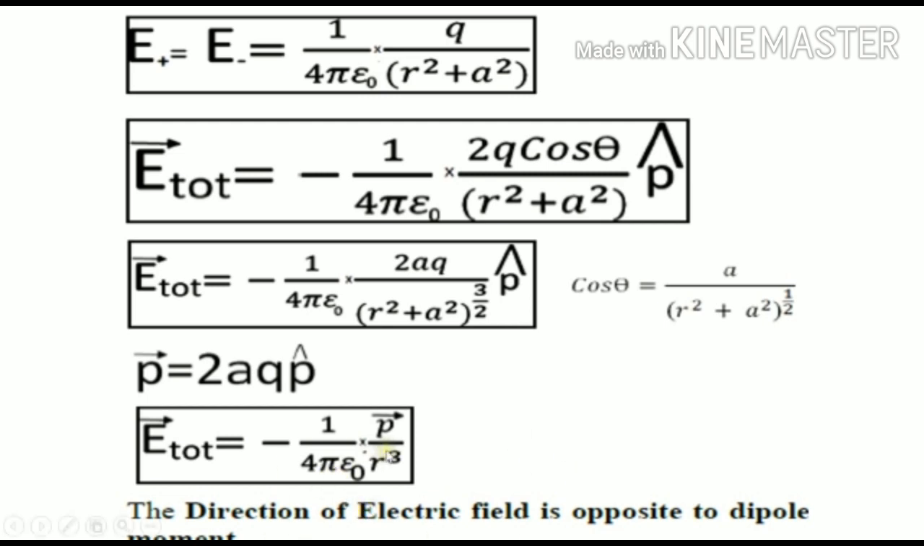Now comparing the axial line and the equatorial line, the equatorial line has 2 times lesser electric field than the axial line. The axial line formula is 1 by 4 pi epsilon 0 2p by r cube, whereas the equatorial line is 1 by 4 pi epsilon 0 p vector by r cube. Okay, so you remember. Shall we move to the next question?